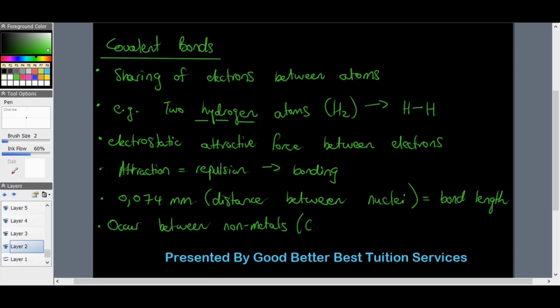For example, we have chlorine, Cl2, and oxygen, O2. And they also form in compounds. Those compounds, for example, are water, which is a non-metal compound, and NH3, which is ammonia, also a non-metal compound. These are all non-metal atoms. Covalent bonds will occur as well in non-metal compounds such as water, H2O, and NH3, which is ammonia.